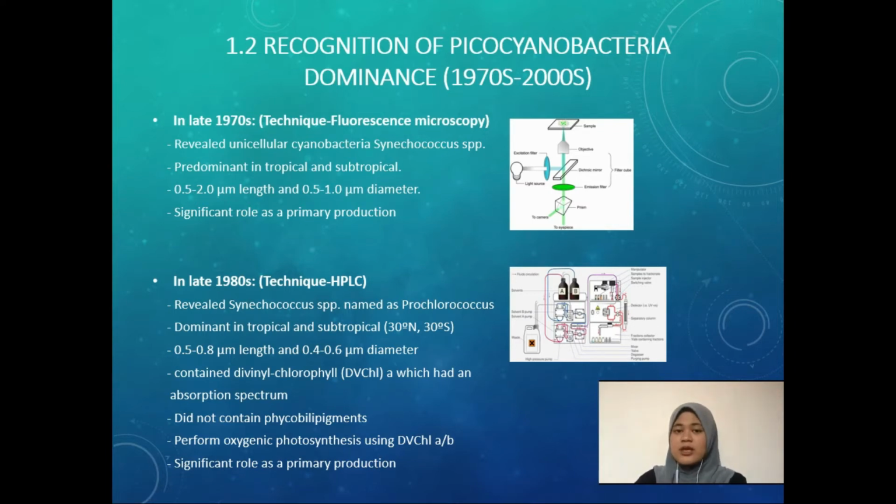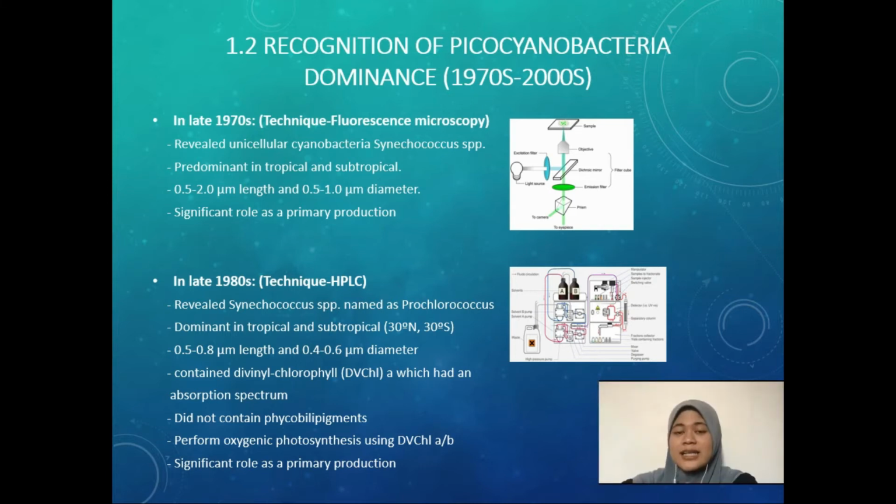Now, we move to the second subtopic, which is recognition of picocyanobacteria dominance. The technique that has been used is fluorescent microscopy. From electron microscopy observation, it revealed that unicellular cyanobacteria Synechococcus species are predominantly distributed in tropical and subtropical regions. They are very tiny cells with a range of 0.5 until 2.0 micrometer in length and 0.5 until 1.0 micrometer in diameter. They also play a significant role as a primary producer in that time.